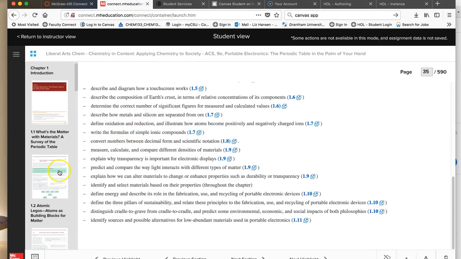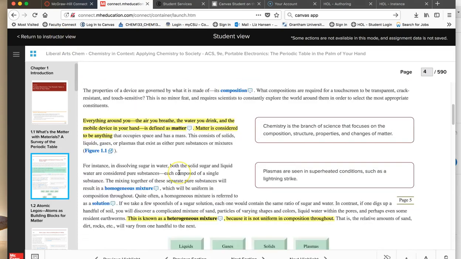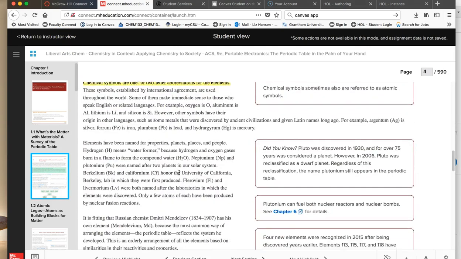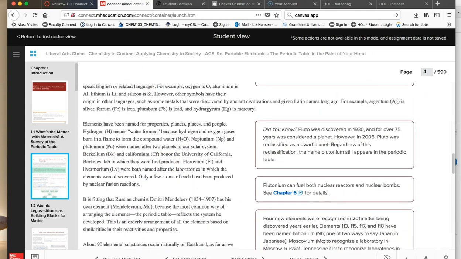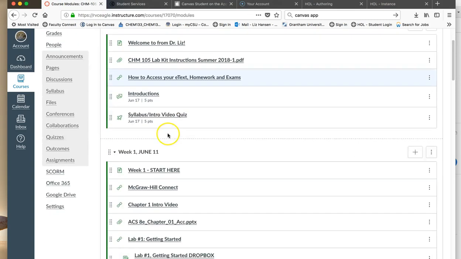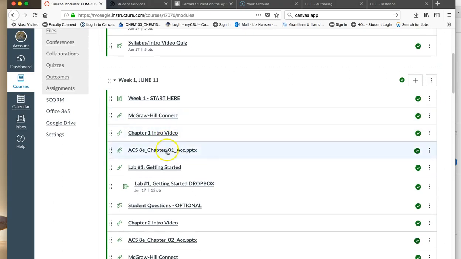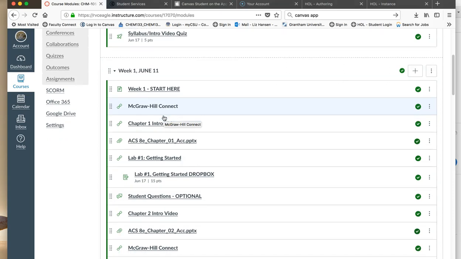All right, so here's the book with some different things in it. You guys just play, click around. For the most part, as long as you do it, I usually see students getting all their points on the homework. Homework and exams are there. And let me go back here. So that's McGraw Hill Connect. I've got intro videos for the chapters, some PowerPoints from the chapters. Really, as you work through those Learn Smart modules, that's when you're really going to, hopefully, absorb the material and get through things.